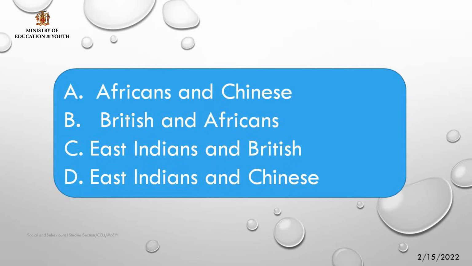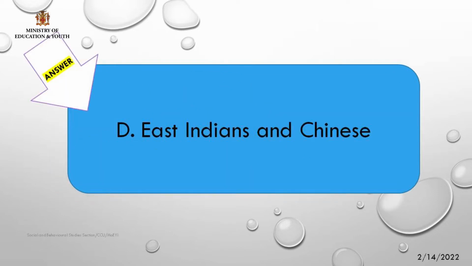No? All right, let's look at option D, the East Indians and Chinese. We have heard that both of these ethnic groups originated from the same continent. So, our answer is option D. The East Indians came from India and the Chinese from China. Very good, boys and girls.